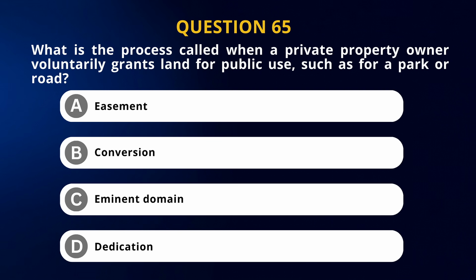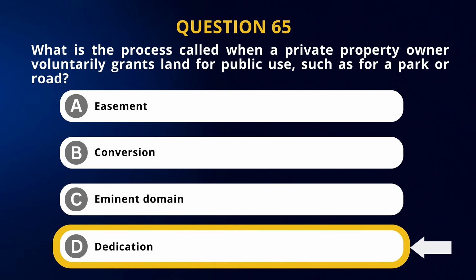Question number 65. What is the process called when a private property owner voluntarily grants land for public use, such as for a park or road? Letter A, easement. Letter B, conversion. Letter C, eminent domain. Letter D, dedication. And the answer is letter D, dedication.